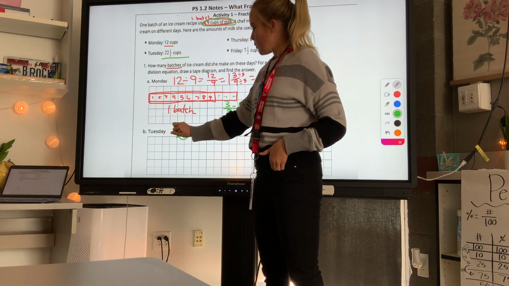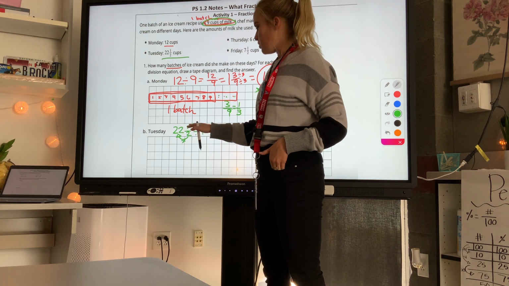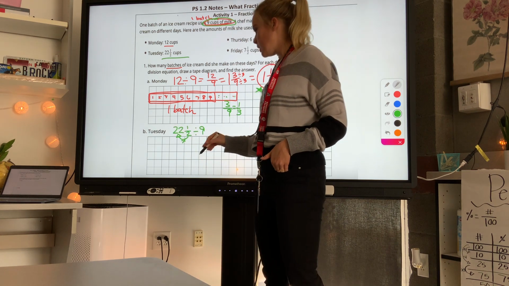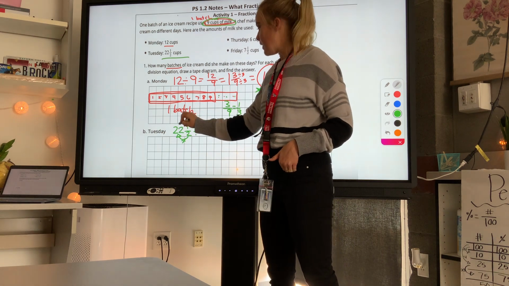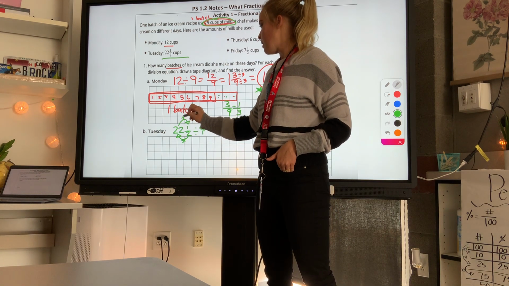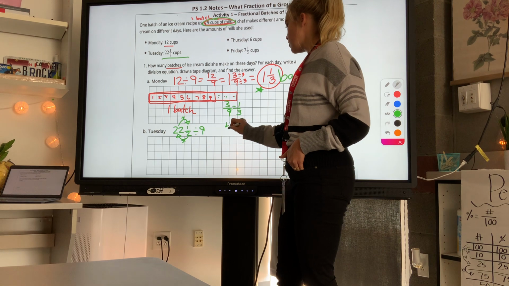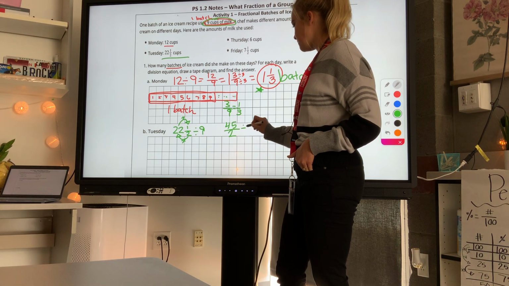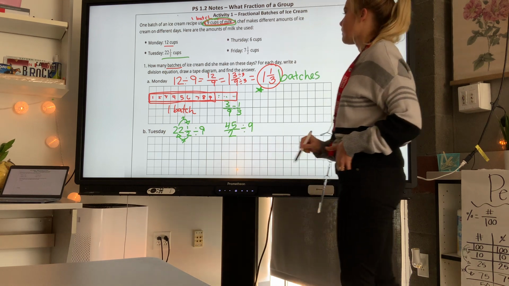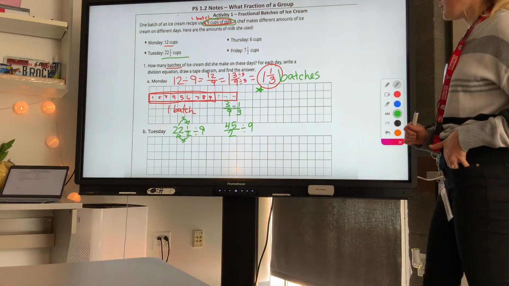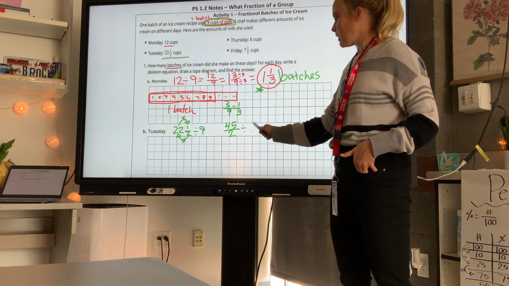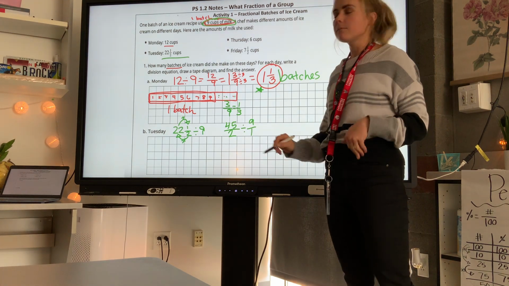So the way I do that is multiply the denominator by the whole number. 2 times 22 is 44. And then I add the numerator. 44 plus 1 is 45. So this is really 45 halves divided by 9, okay? And when we divide with fractions, we need both of them in fraction form. So this 9, I'm going to just write it as 9 over 1.